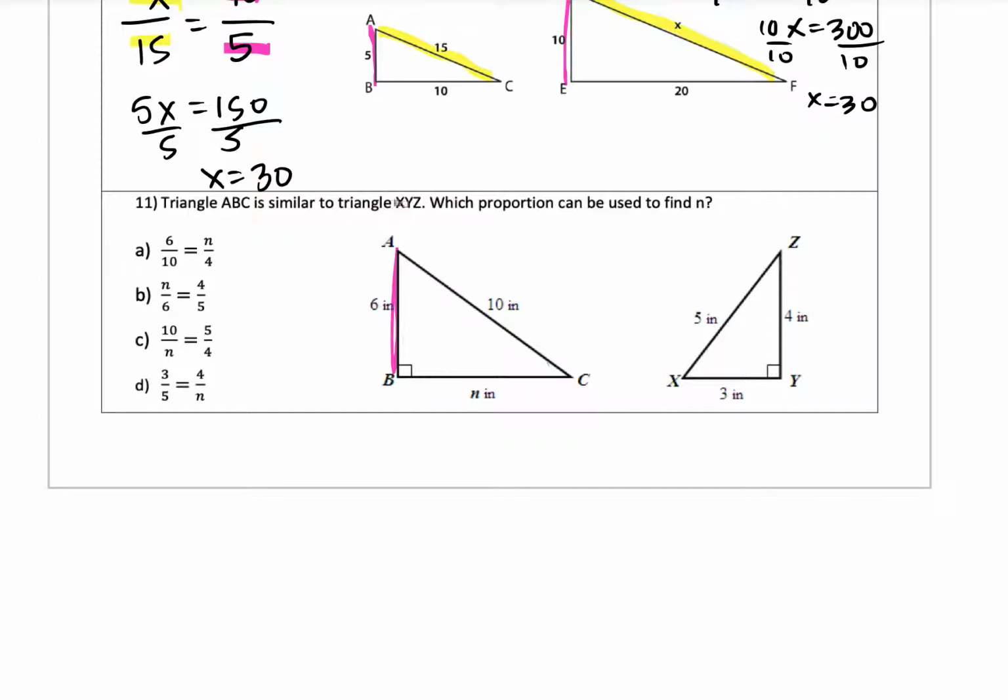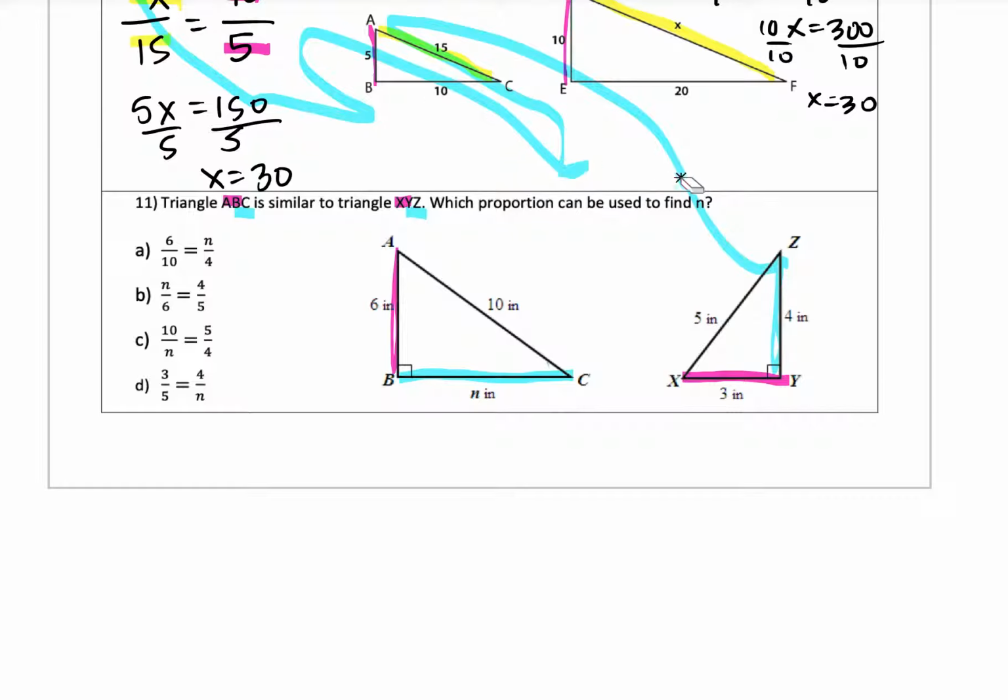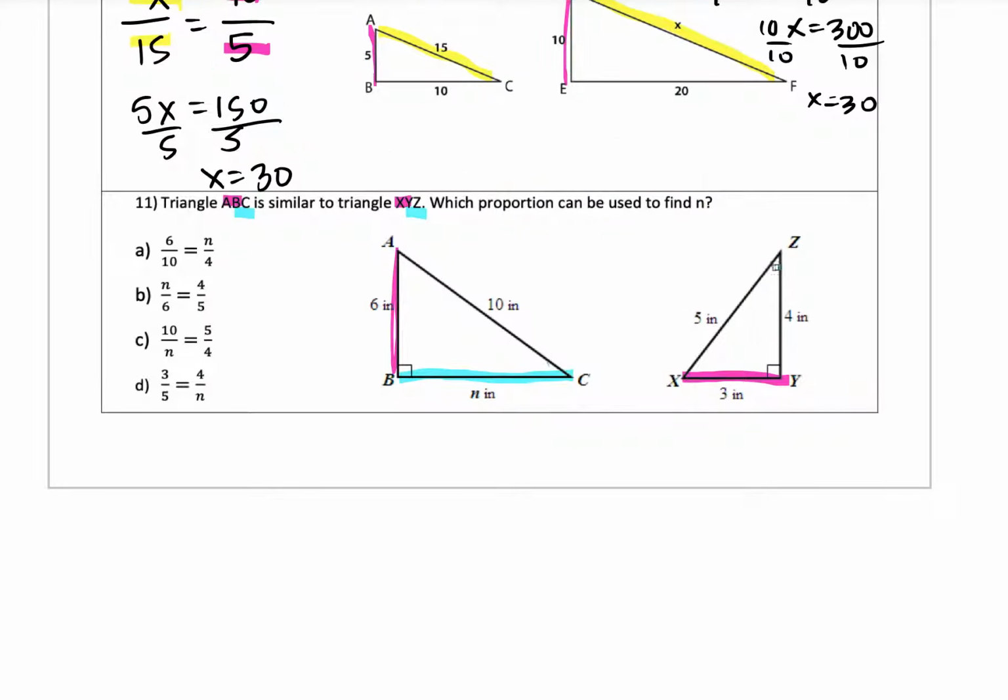So that corresponds to side XY. AB were the first two, and XY are the first two. So AB corresponds to this side over here, XY. Another set of corresponding sides that we have would be BC, which are the second and third letter, goes with YZ. So we can say that these two sides are both the same color, corresponding. Those sides are corresponding. And then in our last set of corresponding sides, AC was the first and third letter, so it corresponds to XZ.